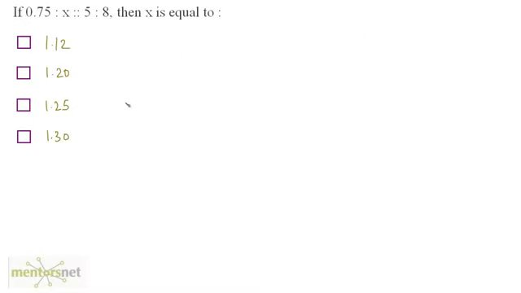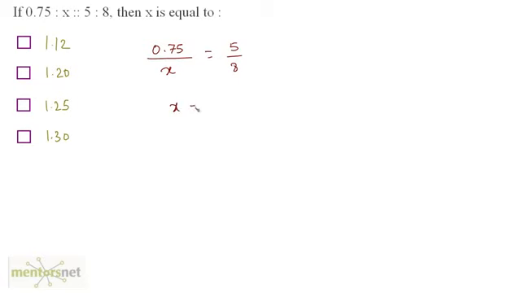If 0.75 is to x is proportionate to 5 is to 8, then x is equal to? Well, whenever two ratios are in proportion, we can say that those two ratios are equal. So 0.75 is to x means 0.75 by x is equal to 5 by 8. So I can find out the value of x now.